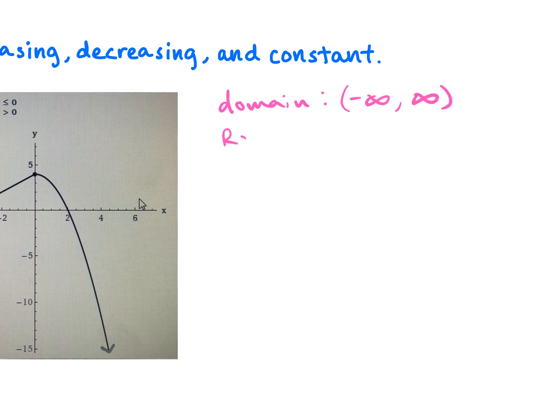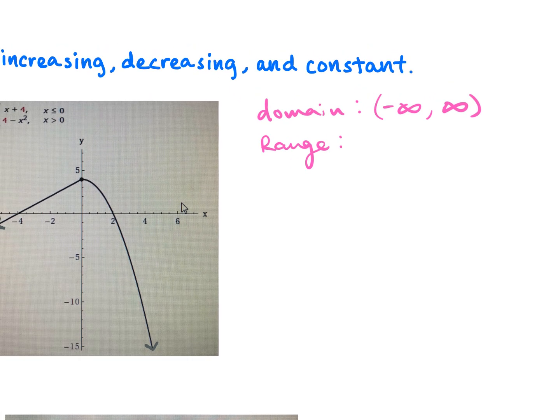Next, let's find our range. Range is our y values. Remember, for domain and range, we always start from small to high. So here we start at the bottom. What's our smallest y value that our graph goes to? Negative infinity. And what's our largest y value? 4. And since 4 is a closed circle, it gets a bracket.